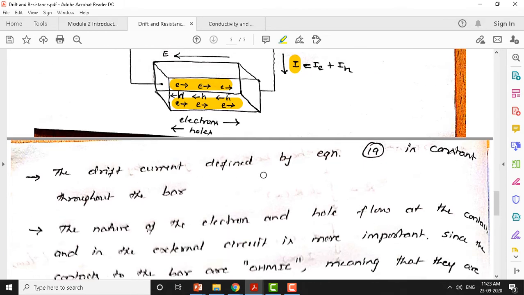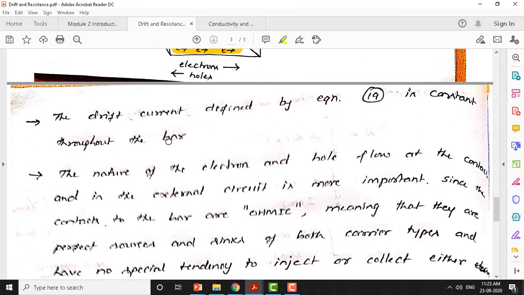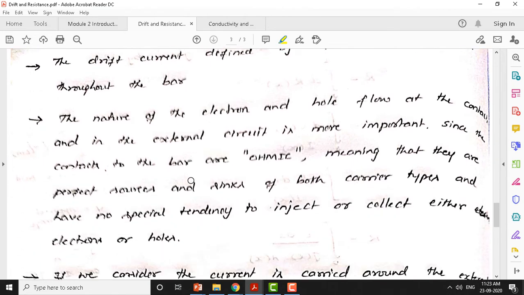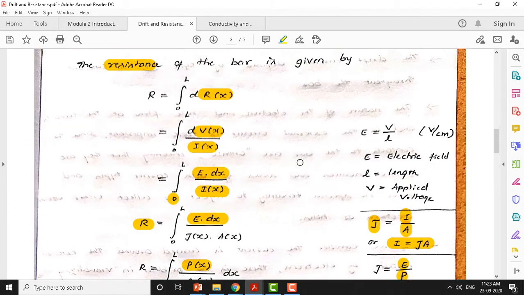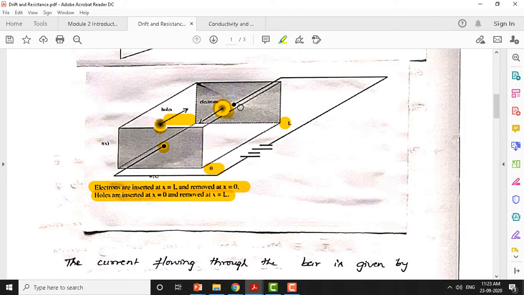So the drift current defined by equation 19 is constant throughout the bar. The nature of the electron and hole flow at the contact and in the external circuit is more important, because at the contacts in the bar we assume that it is an ohmic contact, meaning that they are perfect sources and sinks. If that is not a perfect ohmic contact, then they exhibit some resistance even at the contact here. So for our convenience we assume that the contacts shown in this diagram are perfect ohmic contacts.